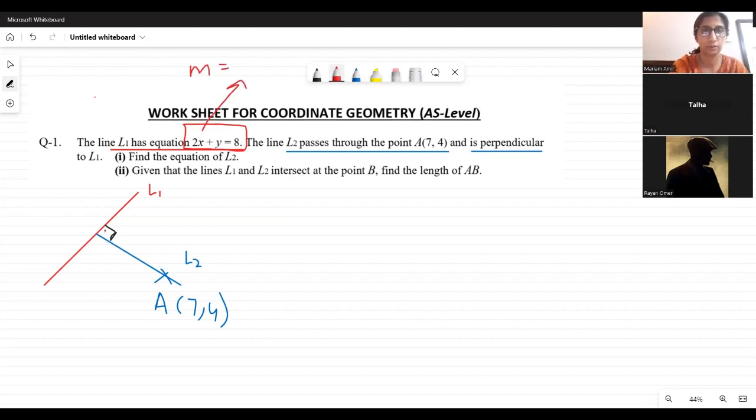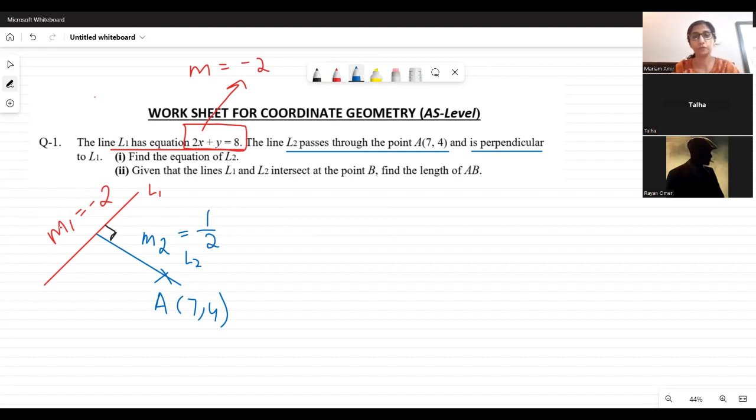Right? When you rearrange it in the form y equals mx plus c, m is negative 2. Absolutely correct. So the slope of this line is negative 2, meaning the slope of the perpendicular line would be what? Negative 1/2? Exactly. Negative reciprocal, since they are perpendicular to each other.